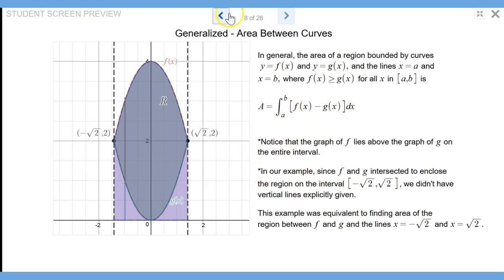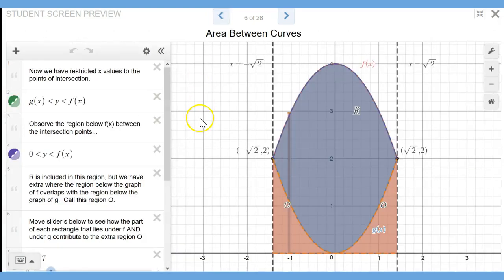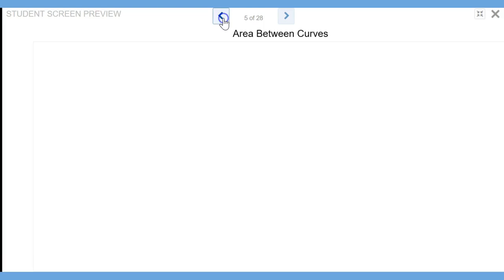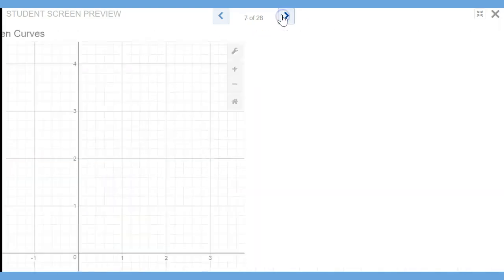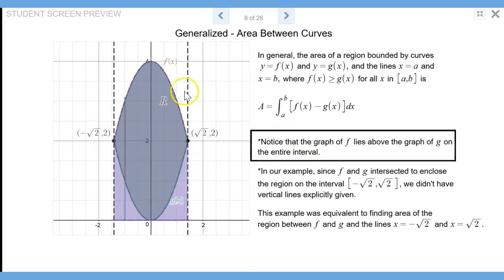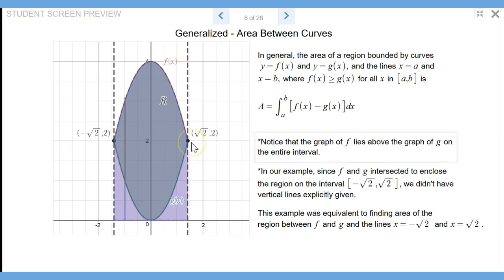Notice that in this example, we didn't have vertical lines given to us explicitly. To figure out where to integrate, we found the x values of the intersection points of f and g. So even though the original problem said minus 2 to 2, we were just looking for the area between these curves, and that's bounded by their intersection points. So that's one thing to note, that f was completely above g on this interval minus square root of 2 to square root of 2.